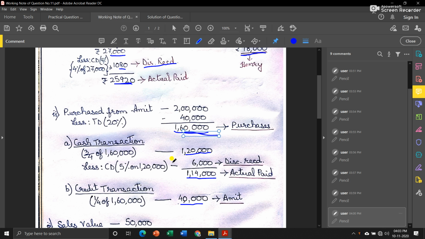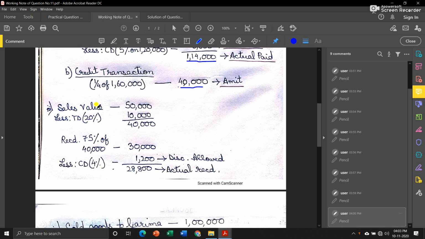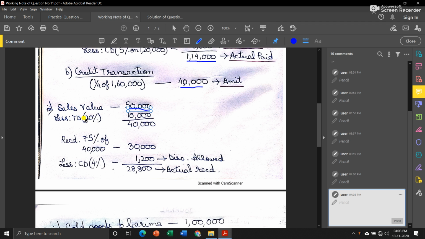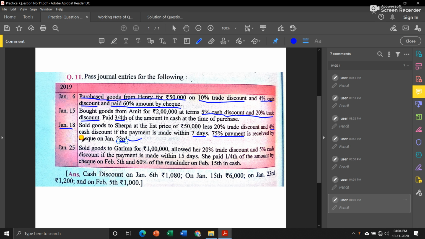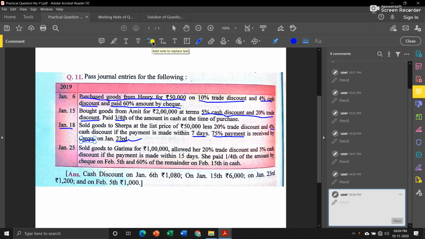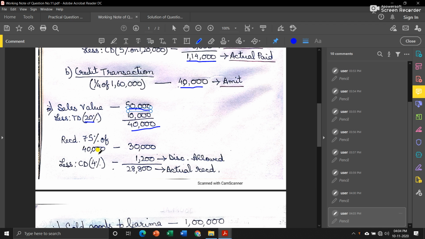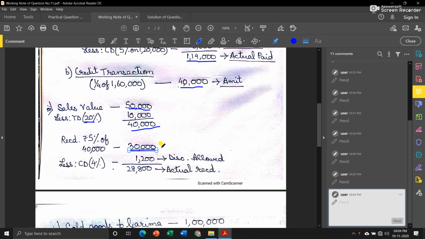Now let us see the working note. Sales value, or we can say list price, was 50,000. From there we deducted trade discount of 20% and we got 40,000. Now on January 23rd we received 75% of the payment. That means 75% of this 40,000, not in cash, sorry, by check. That means he gave us a check. So 75% of 40,000 is 30,000. Since he made the payment within 7 days, we have to give him 4% discount.